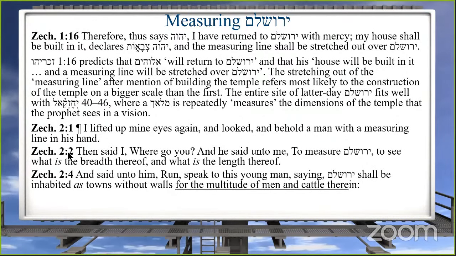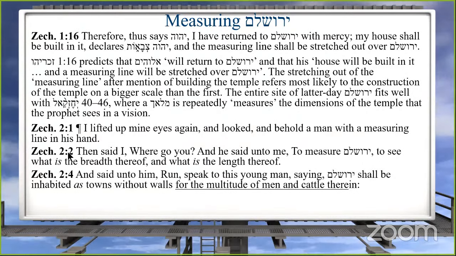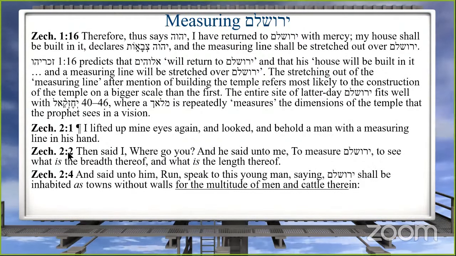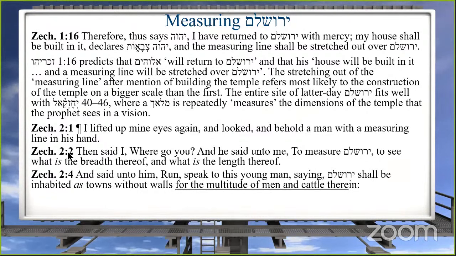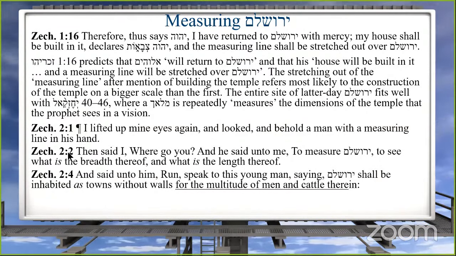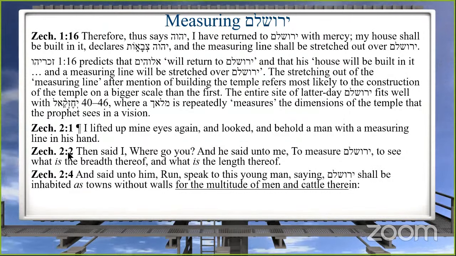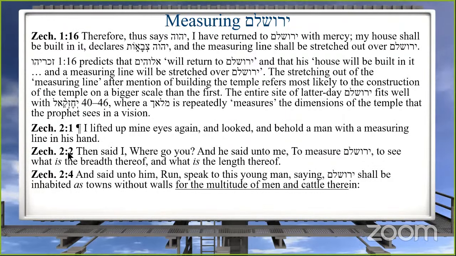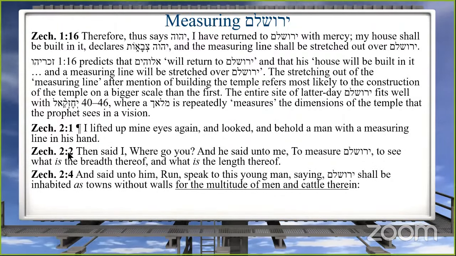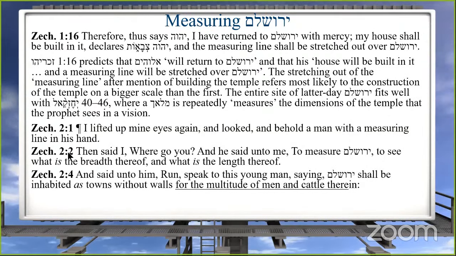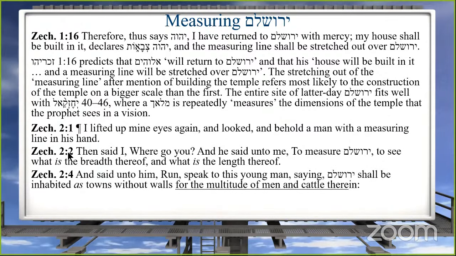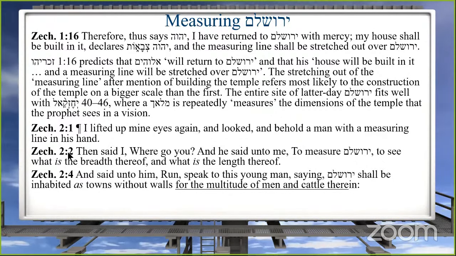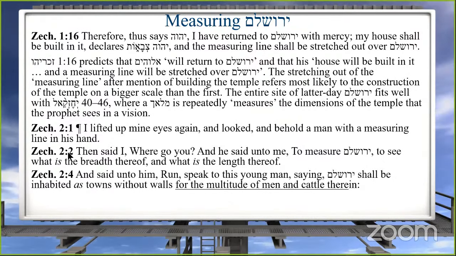He lifted up my eyes again and looked, and behold, a man with a measuring line in his hand. Then said I, where go you? And he said unto me, to measure Jerusalem, to see what is the breadth thereof, and what is the length thereof. And said unto him, run, speak to this young man, saying, Jerusalem shall be inhabited as towns without walls. And then it says, for the multitude of men and cattle therein. So this next one that's going to happen, it's going to have humans and animals in it. Everyone with me so far?